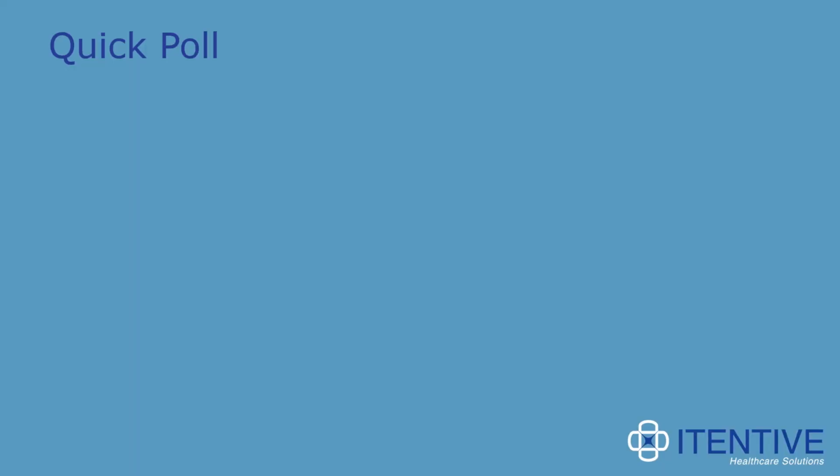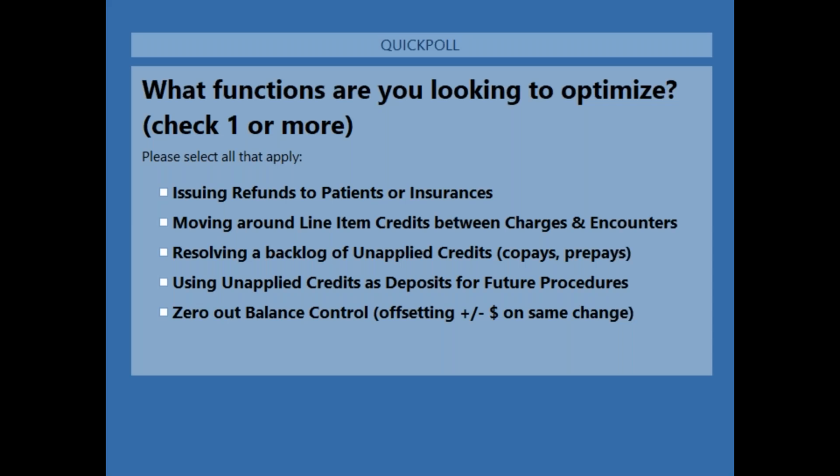So while we get started, I wanted to do a quick poll just so that we can gauge where your interest lies, since we'll be covering a few solutions today. So let me get this launched here. There we go. If you take a look at your screen, please let us know what areas interest you the most so we can put extra focus on those today. Possible areas people are interested in might be issuing refunds to patients or insurances, moving around line item credits between charges and encounters, resolving a backlog of unapplied credits, co-pays, prepays, using unapplied credits as deposits for future procedures, or zeroing out balance control, offsetting money on the same charge.